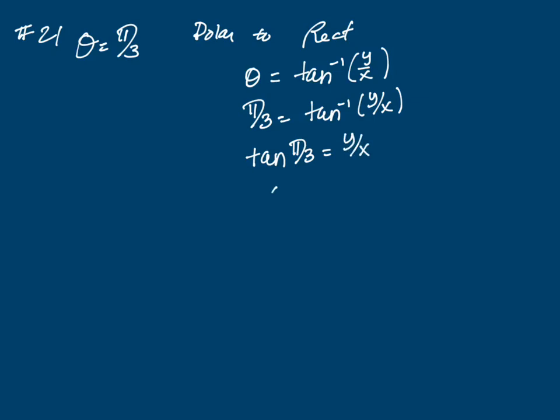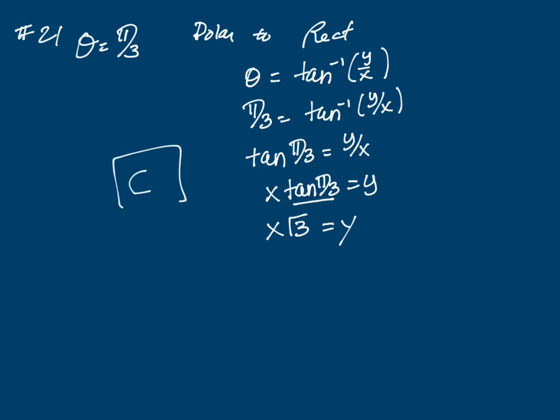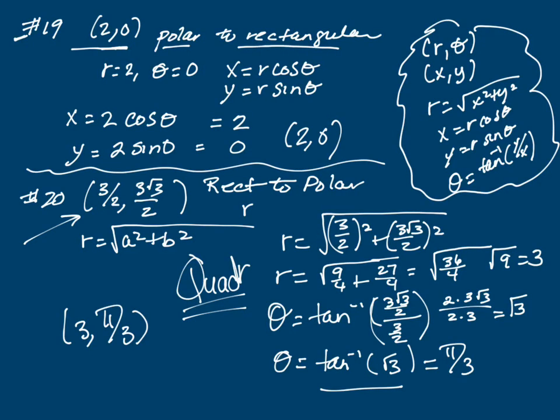And so that means x, if we're solving for y, times the tangent of pi over 3 equals y. And what's the tangent of pi over 3? We just saw it was square root of 3, so x times the square root of 3 equals y. So that looks like it's C. This answer would be C. Oh, 19 was C also. 19 was A, and 20 was C. Okay?